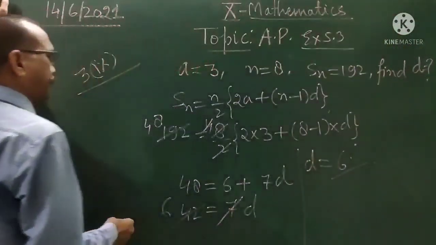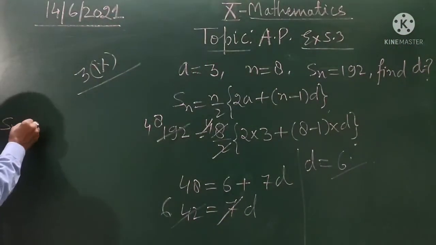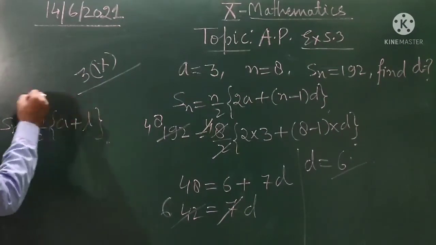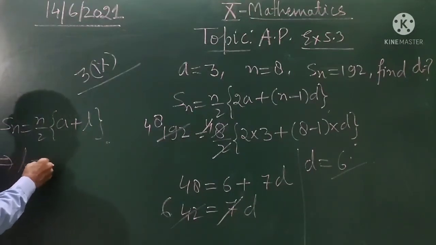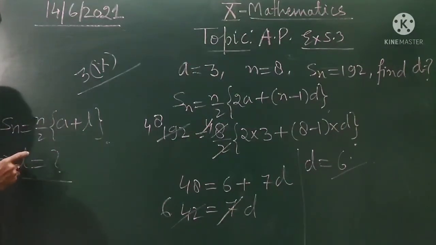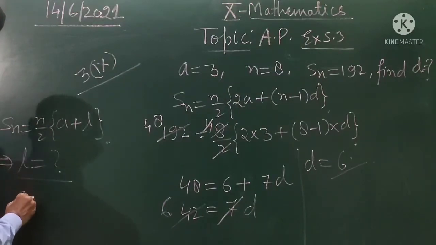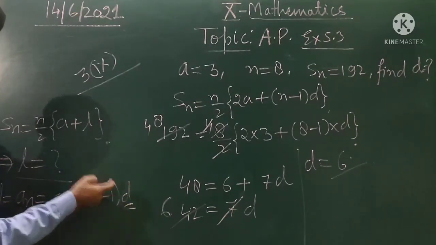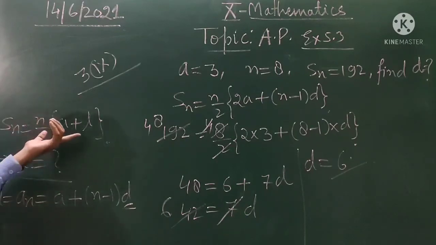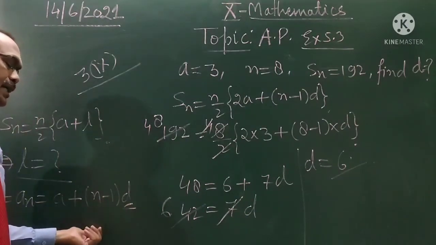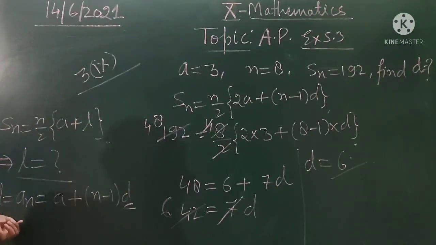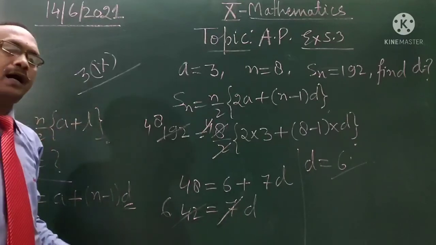Student, if we use this formula Sn equal to n by 2 into A plus L, then D is not here. So first of all we will find L. When L, the last term, is given, then by using the formula L equal to An, A plus n minus 1 into D, we find the value of D. If we use this formula, then it is a tedious method because here D is not given. So first of all we will find A and the nth term, then we find the common difference.